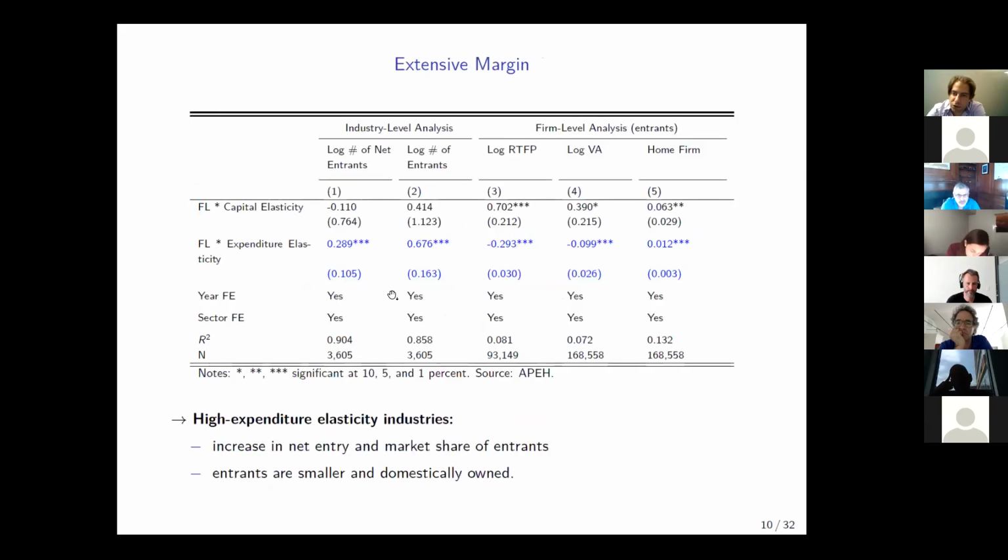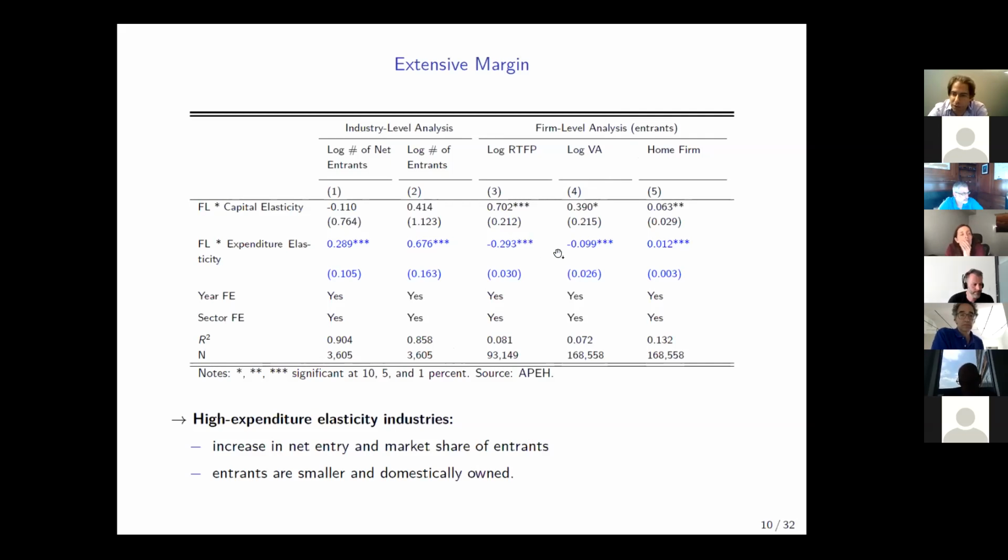So having shown you the aggregate of the industry, let's focus a little bit more on the extensive margin, because I was telling you that some of the big effects are going to come from this margin. What do you get when you look at the entrance in particular? You get an increase in net entry, due to the expenditure elasticity, and you get this decrease in the productivity of the entrant.